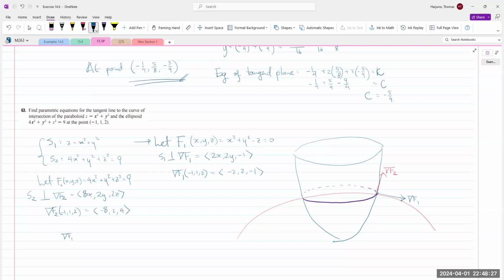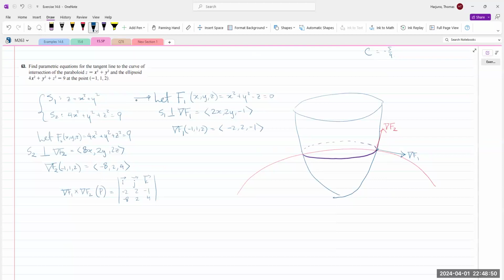Okay, now the cross product of the gradient of f1 and the gradient of f2 at point P is i, j, k; f1 is -2, 2, -1; -8, 2, 4. That's a factor of 2 actually. I can just factor the 2 out. That is equal to 8 minus -2, that's 10. -8 minus 8, -16, I changed the sign, so positive 16. And then -4 plus 16, that's 12.